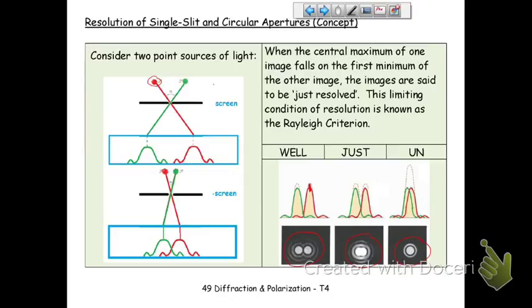falls on the first minimum of the other image, well, the first minimum's there, so this is beyond the first minimum. This is the central maximum, that's the first minimum. It's just about there, my diagram's not so good. The images are said to be just resolved. So here, clearly not resolved. The central maximum, the first minimum, clearly not resolved. This one just about resolved. This one clearly resolved. Yep, that's the rule you use.